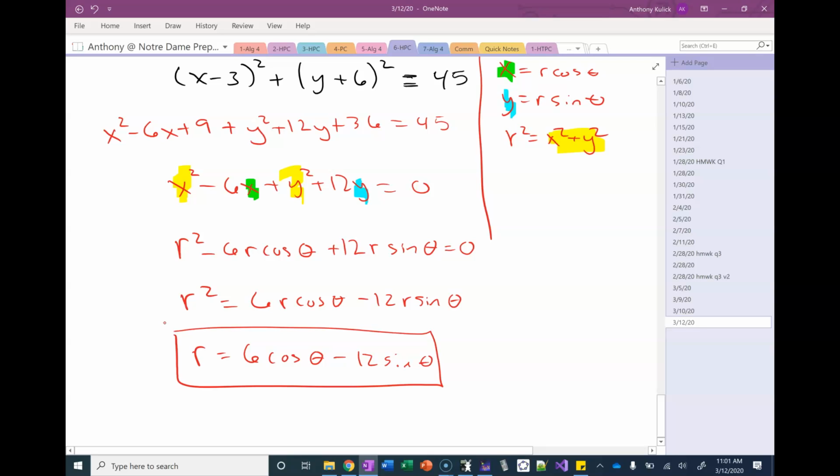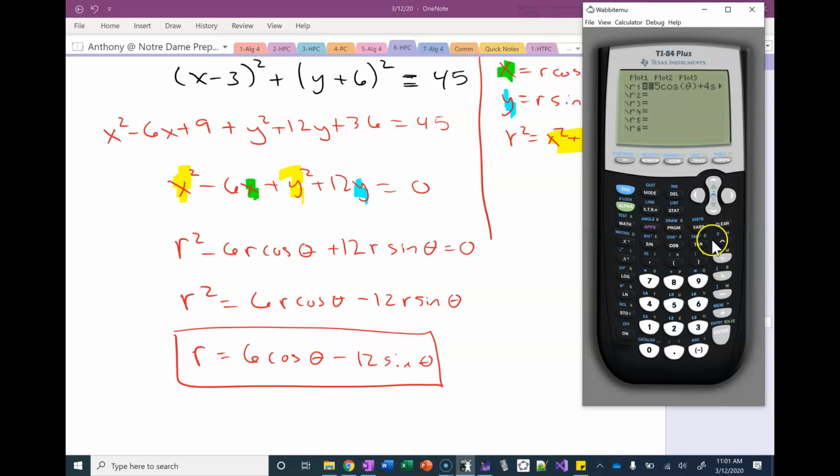Let's just check that this polar graph gives us an equivalent circle whose center is 3, -6, and radius is somewhere between 6 and 7. So 6 cosine theta minus 12 sine theta, and hit graph. So the center appears to be at 3, -6. And the radius is pretty big. If I counted, it's a little bit more than 6, but it's less than 7 still. So I'm pretty convinced that that's correct. We're going to stop here. That's enough for today.